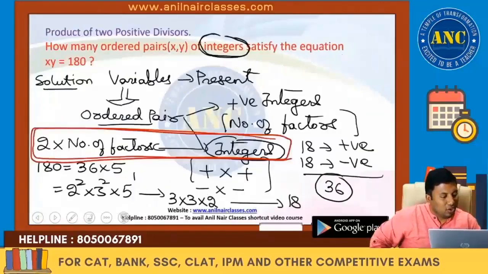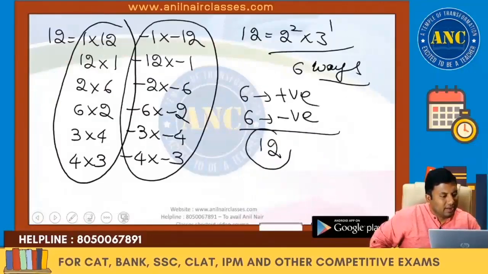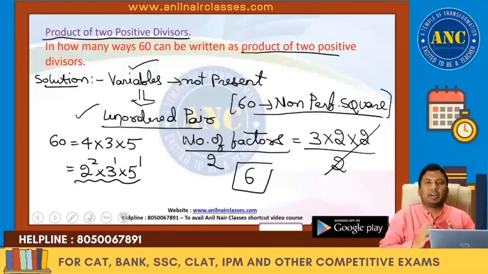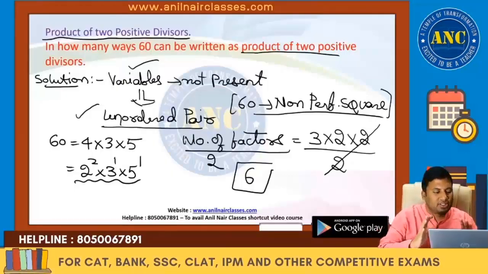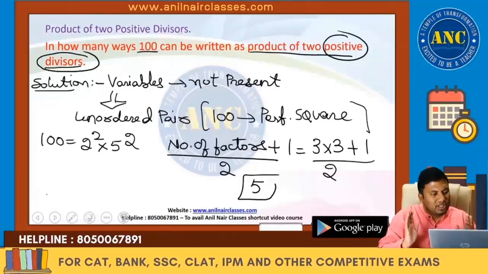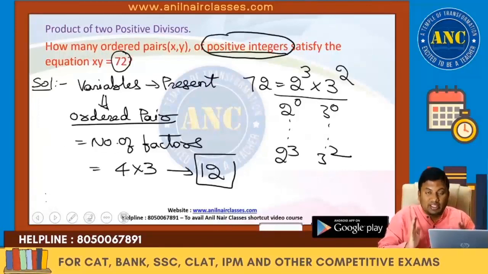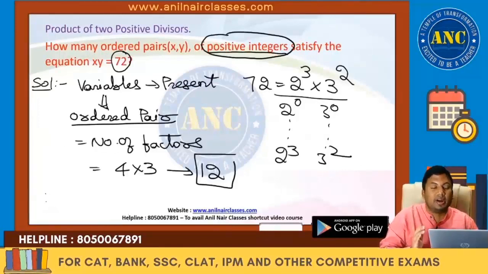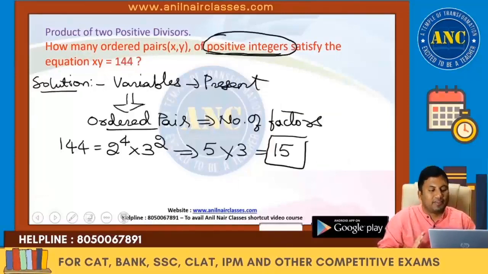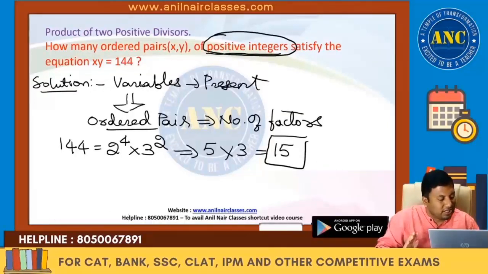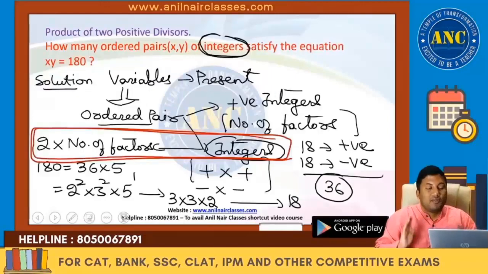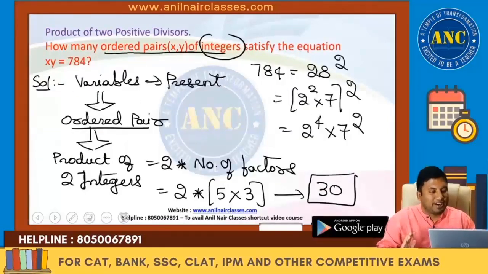Let us revise all the important things that we discussed. Product of two positive divisors. If variables are not present in the question, it is an unordered pair. If variables are present in the question, it is an ordered pair. It does not matter whether the number is a perfect square or not, the answer is the number of factors.